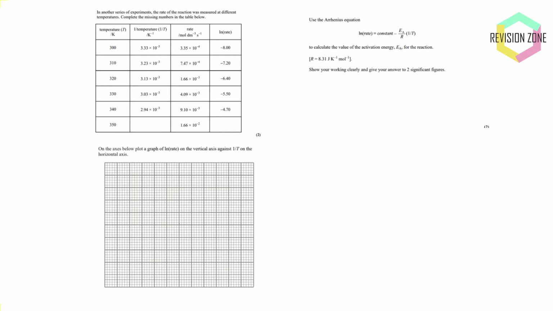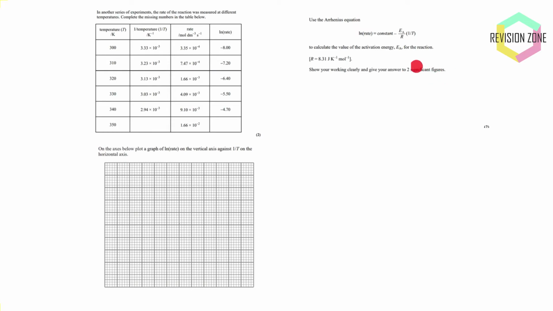But they've told you here, once you've calculated these, to, on the graph axes below, plot a graph of natural log of rate on the vertical axis against 1 over T on the horizontal, the x-axis. From there, you can calculate the activation energy, which is the next part. So this is the typical kind of setup of an exam question. Lots of marks for the graph, up to 4 marks for the graph, so you don't want to be losing marks there. 2 marks here and 2 marks for the actual calculation, so that's 8 marks in total that you could be potentially getting from a question like this.